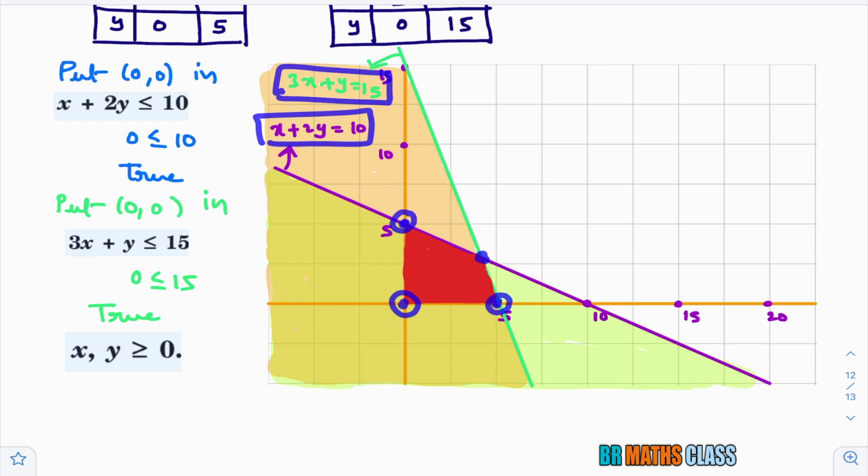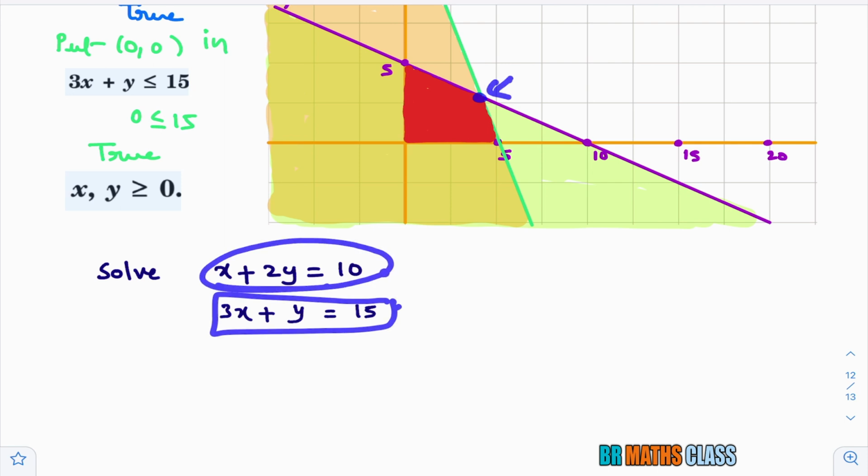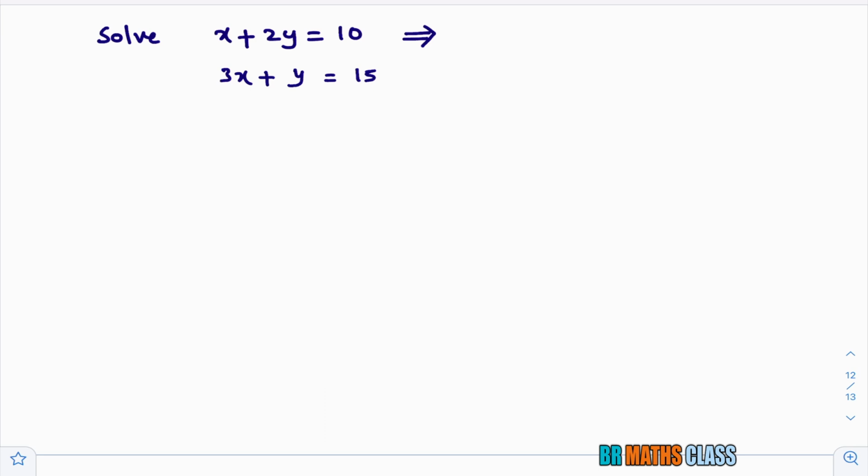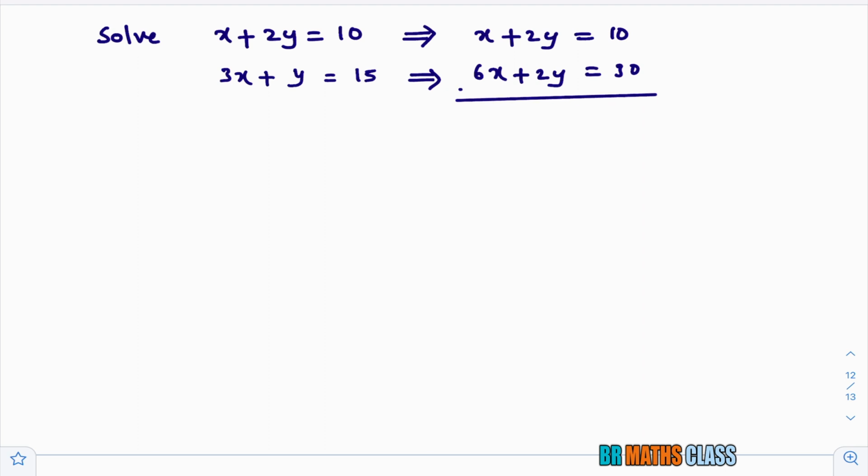So to find this point, I'll solve these two line equations. Solve these two equations to find this corner point. I'll take the first equation as it is, x plus 2y equal to 10. The second equation, you multiply with 2 on both sides. Then what you will get? 3 2s are 6x plus 2y equal to 30. Okay. Now you subtract to get x and y values. You can see this plus 2y minus 2y will get cancelled. x minus 6x is minus 5x equal to 10 minus 30 is minus 20. So what you will get here? You will get x equal to 4.